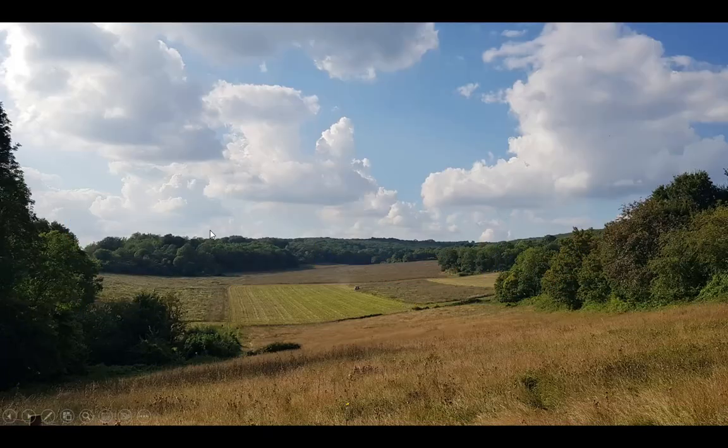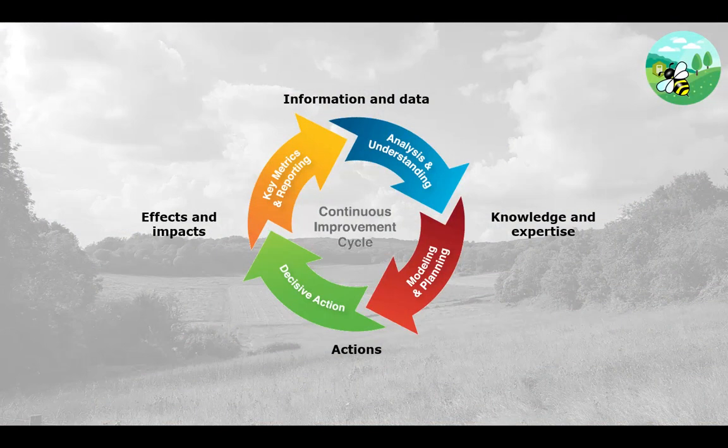So to wrap things up, thinking about this landscape and all the things we've shown you, what essentially we've been showing you is an environmental management system. And with environmental management systems, we've got this cycle of continuous improvement where we're taking information and data, combining it with the knowledge and expertise, implementing action, seeing what effects and impacts that has, and then that feeds around again. And we can overlay what we've been looking at on this cycle.